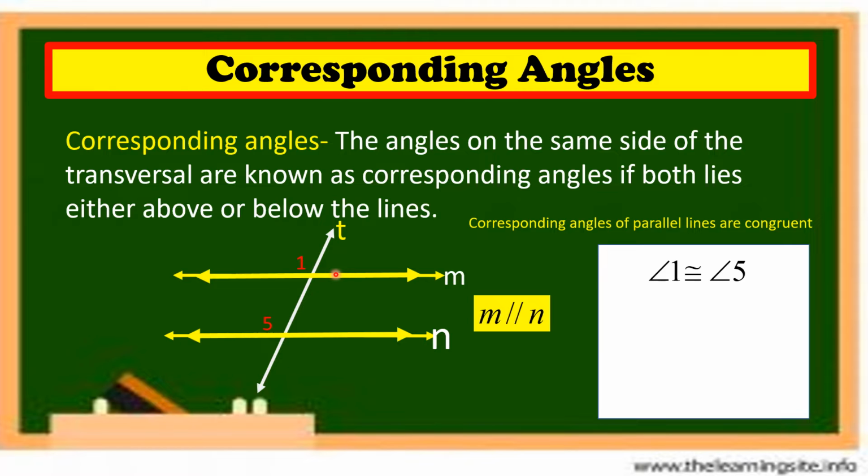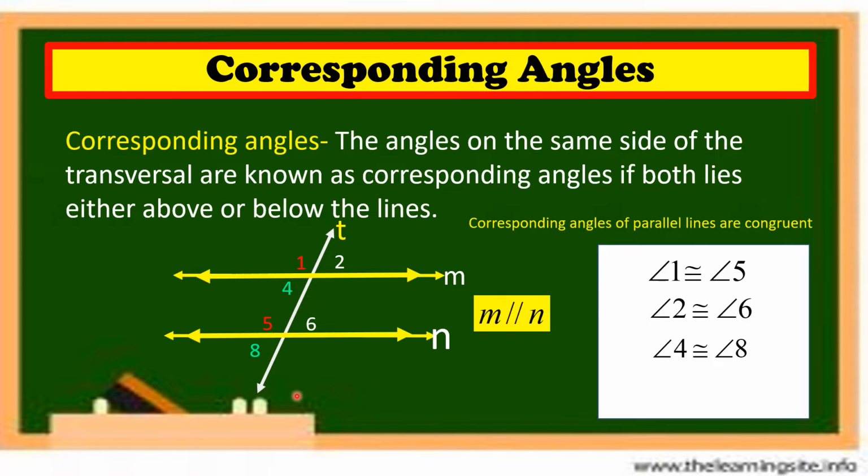We have another pair of corresponding angles. We have angle 2 and angle 6. Angle 2 and angle 6 are corresponding angles. Therefore, angle 2 is congruent to angle 6 because corresponding angles of parallel lines are congruent. We have another pair: angle 4 and angle 8. Therefore, angle 4 and angle 8 are corresponding angles. Angle 4 is congruent to angle 8.